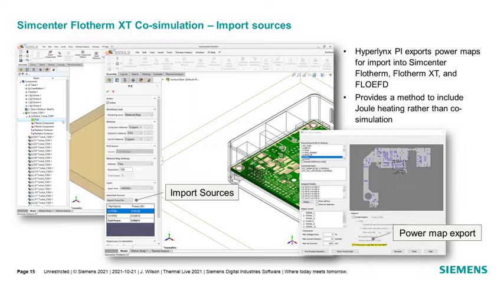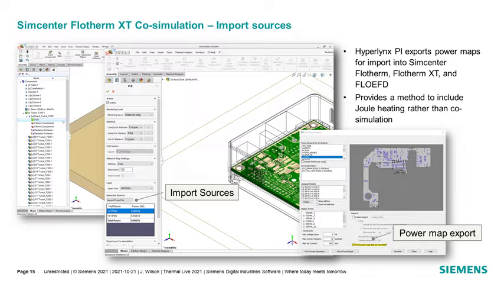Further down the property sheet, we see an area where we can import sources. So actually, rather than doing a co-simulation, Hyperlinks PI can export a power map. So it can export a file that SimCenter FlowTherm, FlowTherm XT, and FlowFD can read into its EDA definition and apply the power in the right areas on the right layer of the PCB. So this is one way to do it if you're not wanting to do a co-simulation.